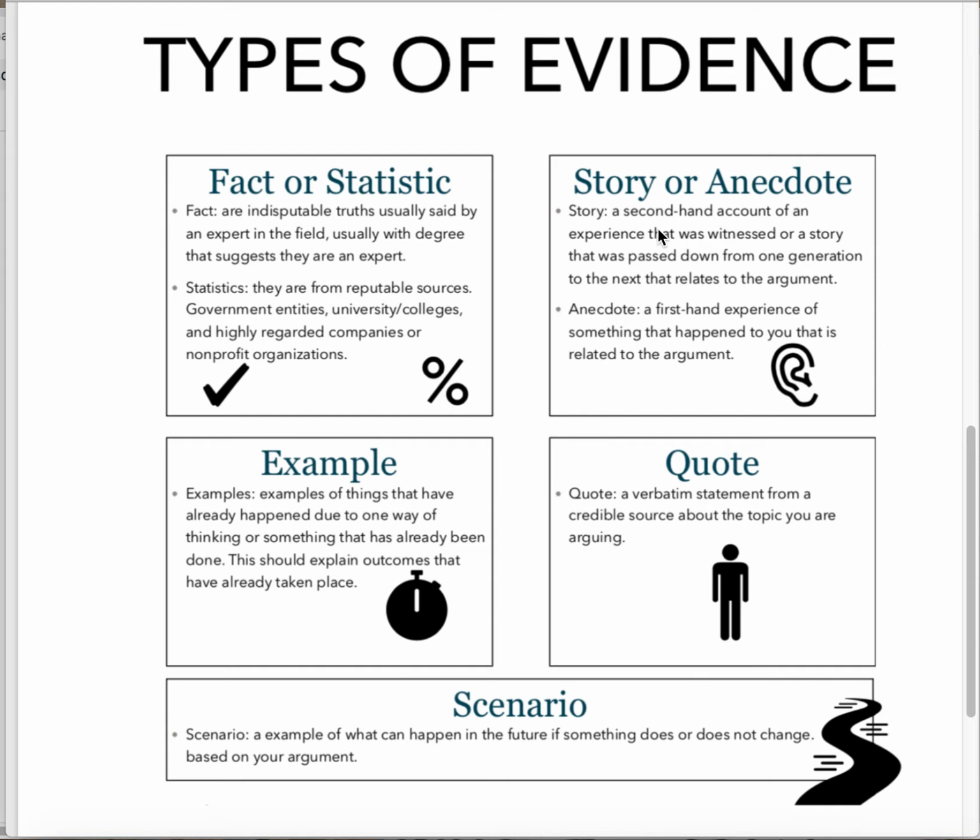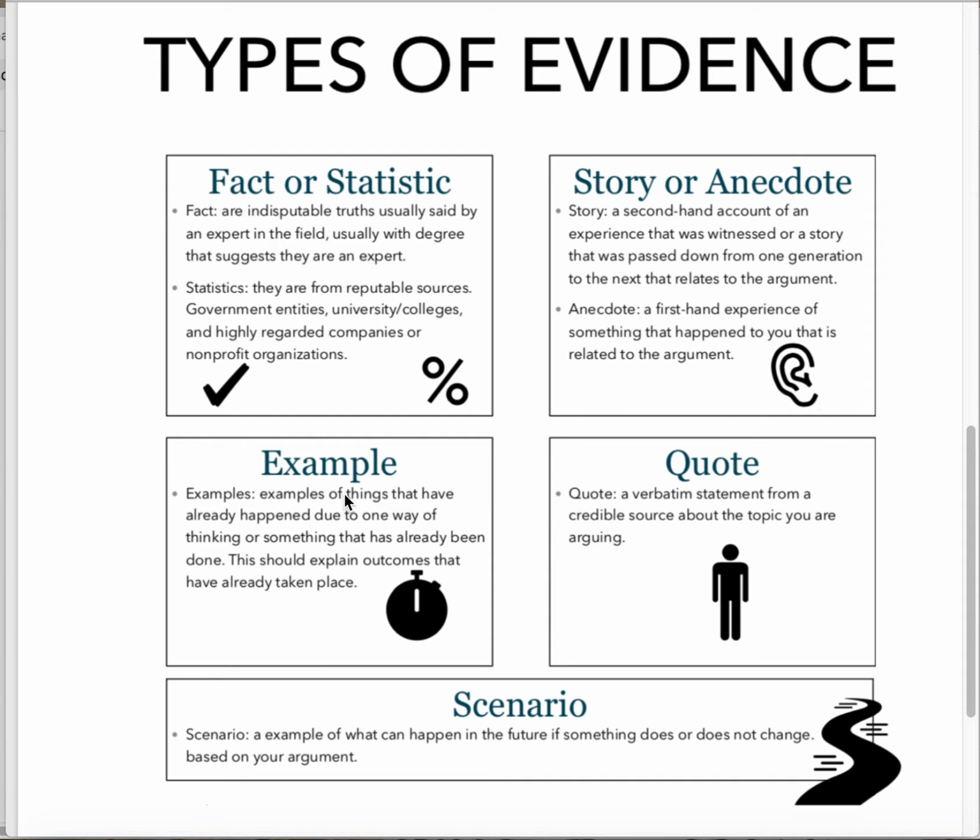Story or anecdote. A story is a secondhand account of an experience that was witnessed, or a story that was passed down from one generation to the next that relates to the argument. An anecdote is a firsthand experience of something that happened to you that is related to the argument. Now, Ms. Garcia will always mispronounce this, as you have noticed, but I do try. So basically, these are stories that you pull from the real world.